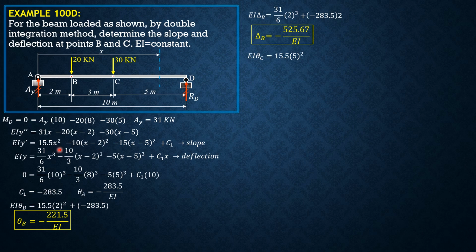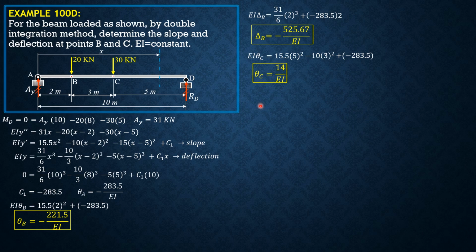Then at C, x is 5 for slope here. EI theta C is equal to 15.5 times 5 squared. The second term can now be used, negative 10, 5 minus 2 is 3, so negative 10 times 3 squared. Then here, this is 0, then plus negative 283.5, c sub 1. So theta C is equal to 14 over EI.